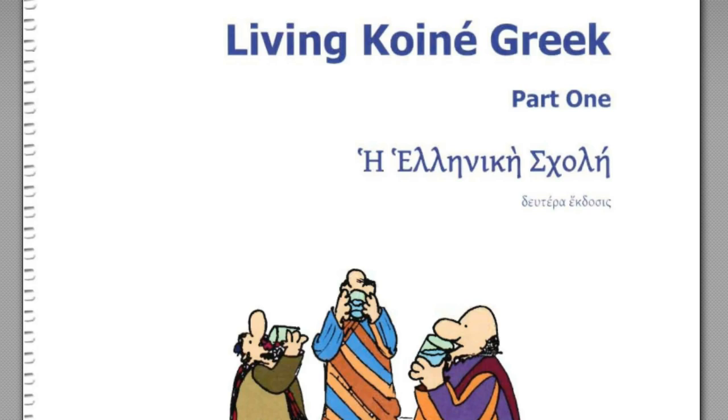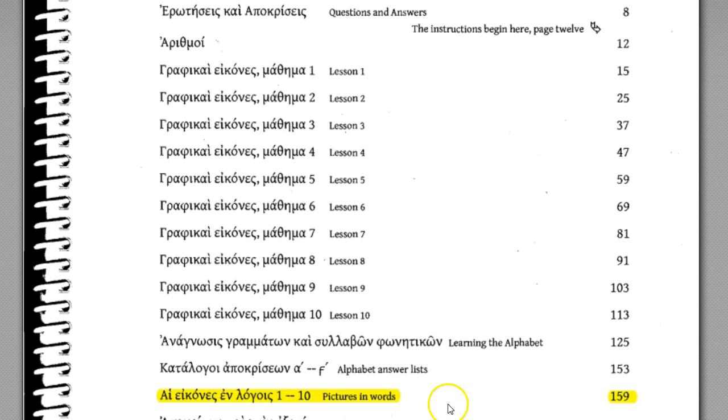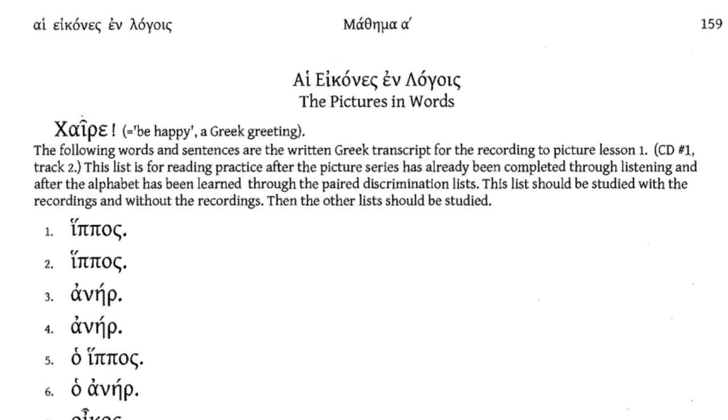In this tutorial, I'm introducing you to a component of Living Q&A Greek Part 1 that's found in the table of contents right here. It's called Pictures in Words. The Greek text spoken for each of the numbered pictures is provided in the back of your Living Q&A Greek textbook beginning on page 159. The transcripts look like this.